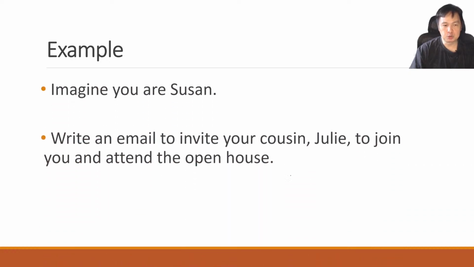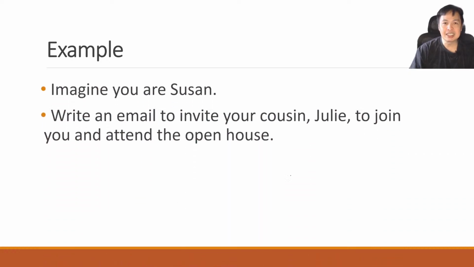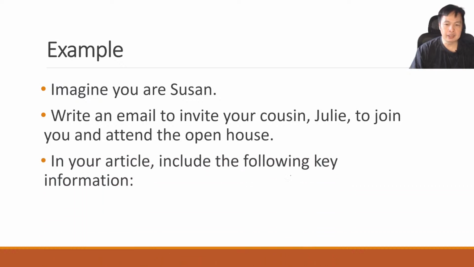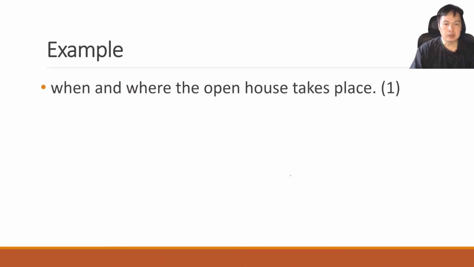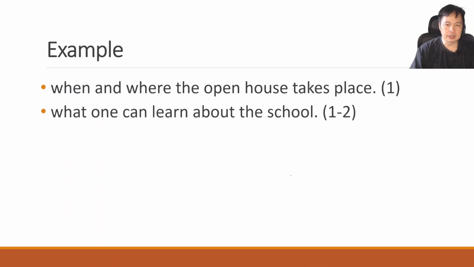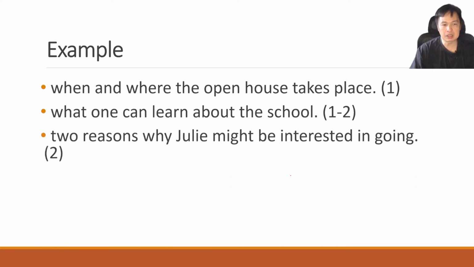Now imagine you are Susan. We try to use the same names for simplicity's sake. Write an email to invite your cousin Judy to join you and attend the open house. In your article, include the following key information. And then we move on to our task. When and where the open house takes place, 1 mark. What one can learn about the school, could be 1 to 2 marks, depending on the marking scheme.